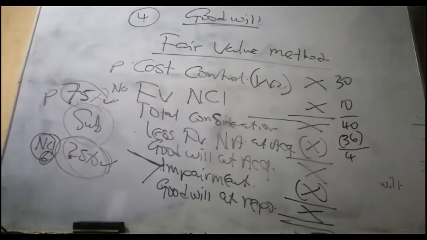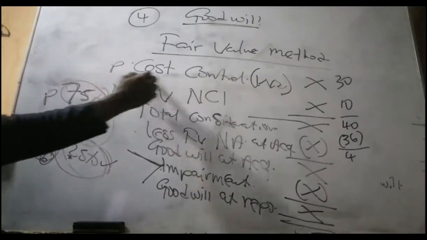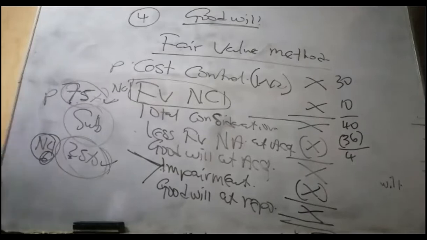Now let's go to the proportionate interest method, the method 2. You cannot use both methods at the same time. The examiner will tell you which one to use. If they don't tell you, just look at the items made available. In some of the questions, if the fair value of NCI is not given to you, that means you cannot use the fair value method, so we can use the proportionate interest method. Let's go to method 2, the proportionate interest method, and see how the format looks.